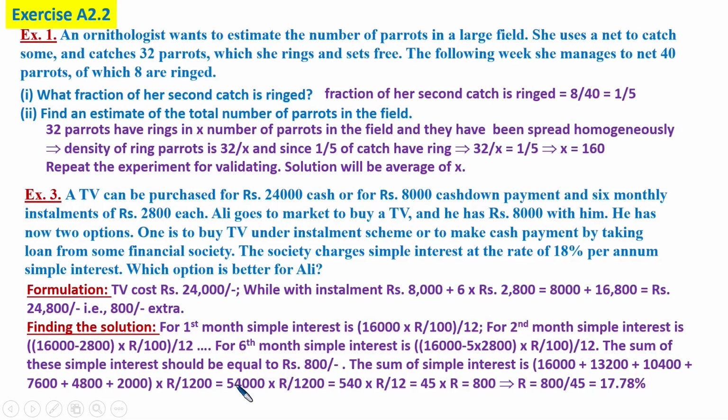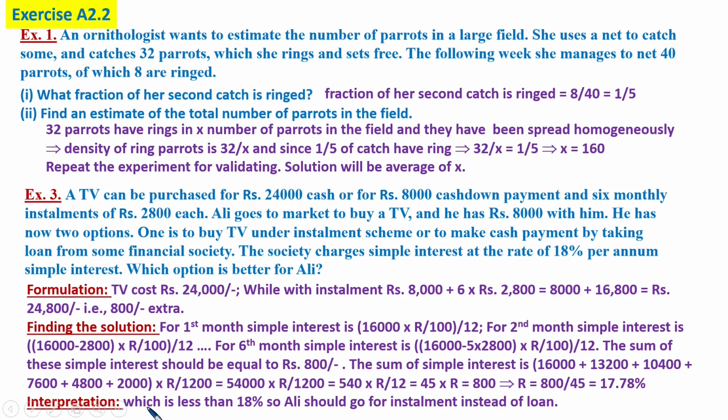So you will get here 54,000 into R by 1200. Now these two zeros I cancel, I get 540 into R by 12. This 12 will go 45 times. So 45 R, I'm equating it to 800. Therefore the rate of interest, R, is 800 by 45, which is 7.78%. So this rate of interest charged by the shopkeeper is smaller than going to the bank or some financial society. The interpretation is that this is less than 18%. So Ali should go for the installment instead of the loan.